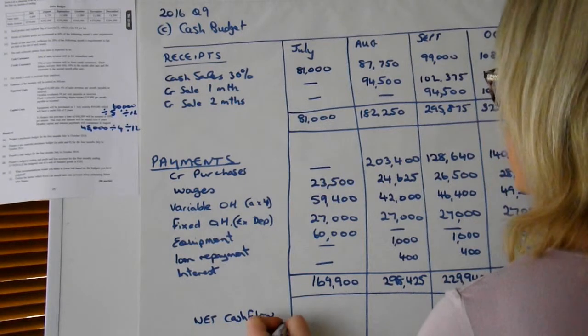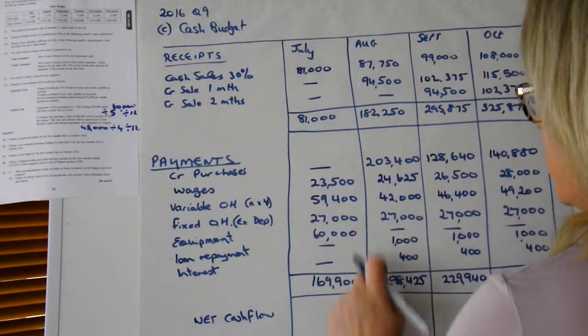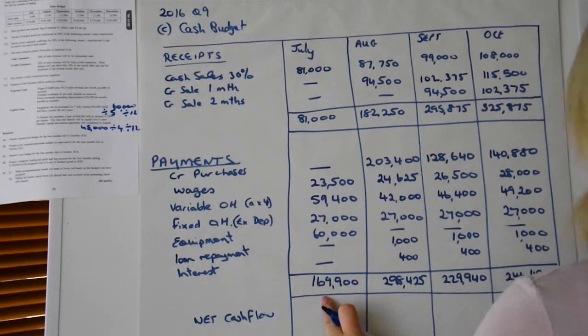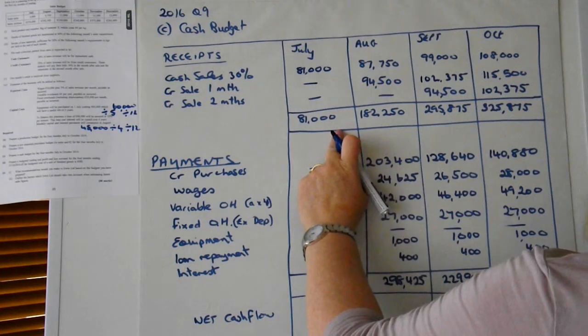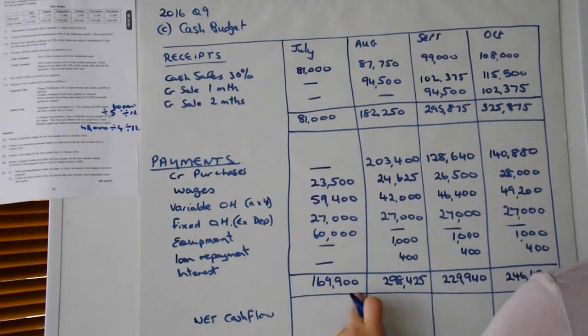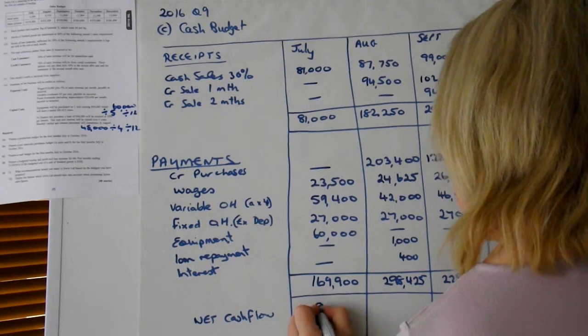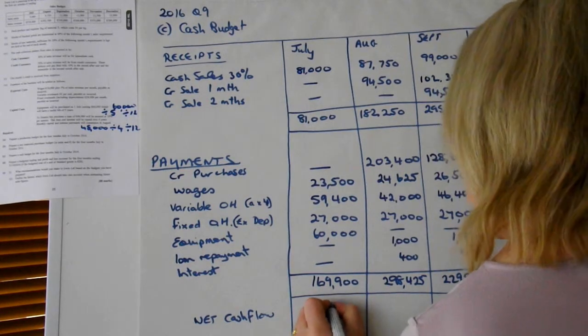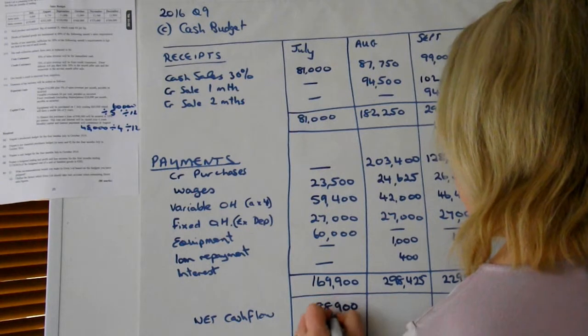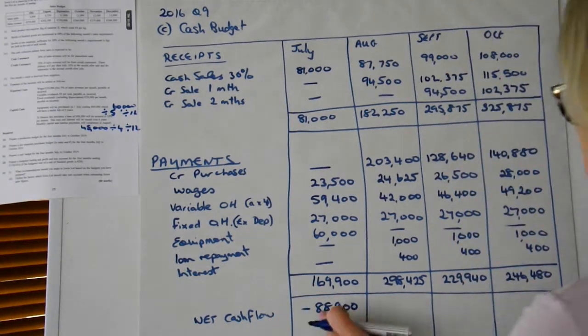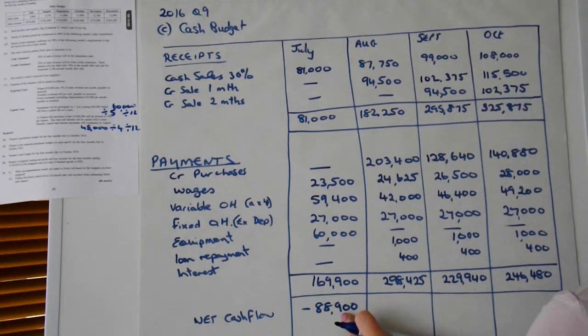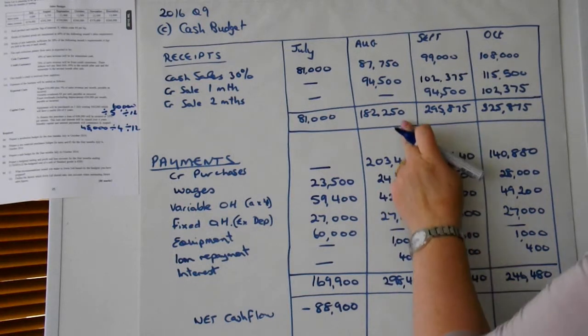And that's simply your receipts for the month minus your payments for the month. So in this case, 81,000 minus 169,900. So that's going to be a negative figure there of 88,900. So brackets or a minus sign to indicate that. And keep going to all your net together.